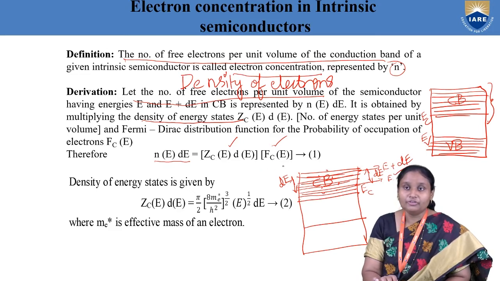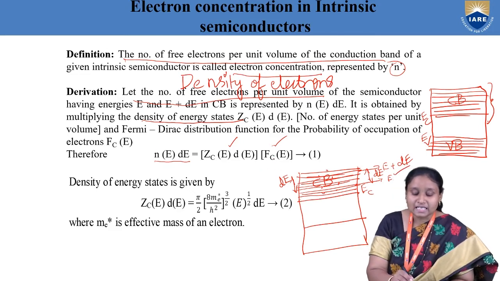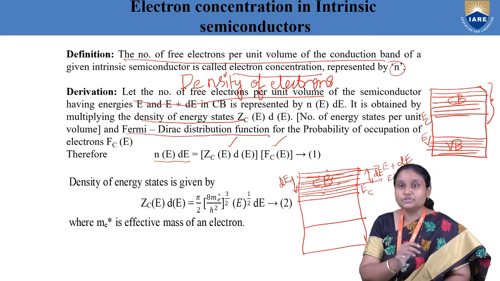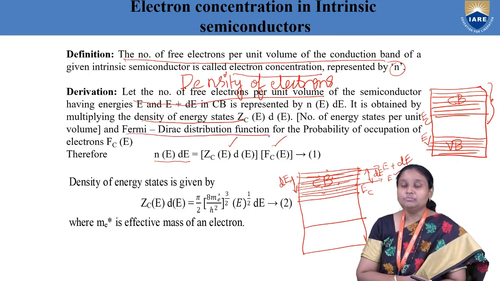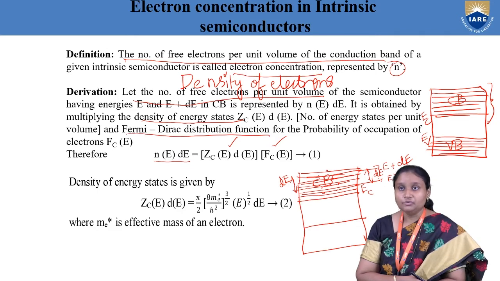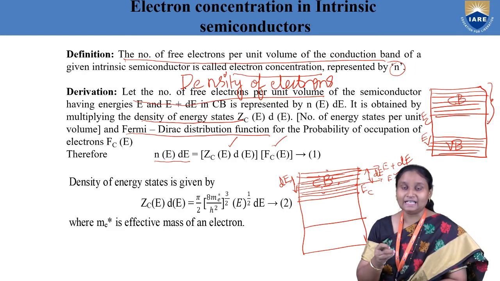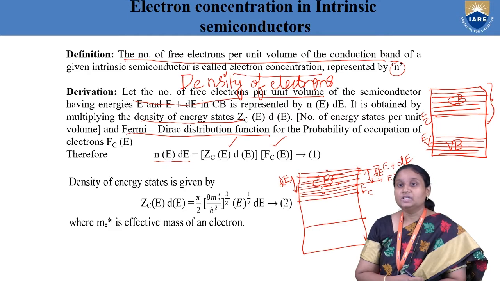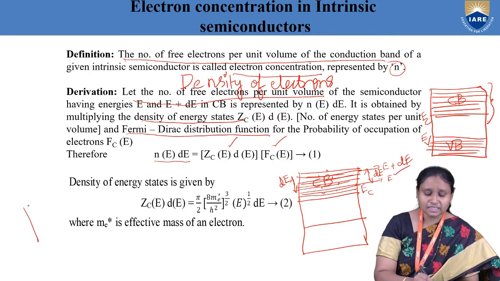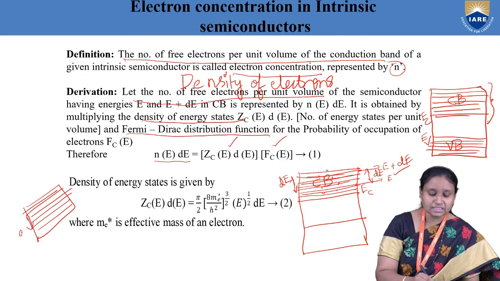What is F of E? F of E is called the Fermi-Dirac distribution function. So what do we mean by Fermi-Dirac distribution function? This function gives the probability of an electron occupying a particular energy state. So here, because I have taken the conduction band, in this conduction band I have taken a set of energy interval dE.